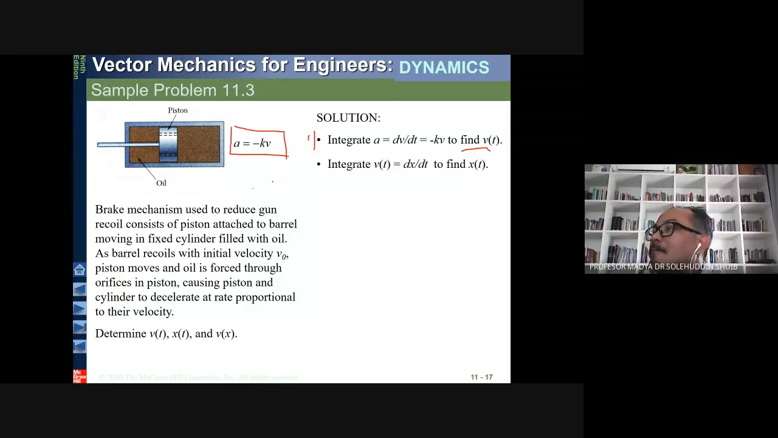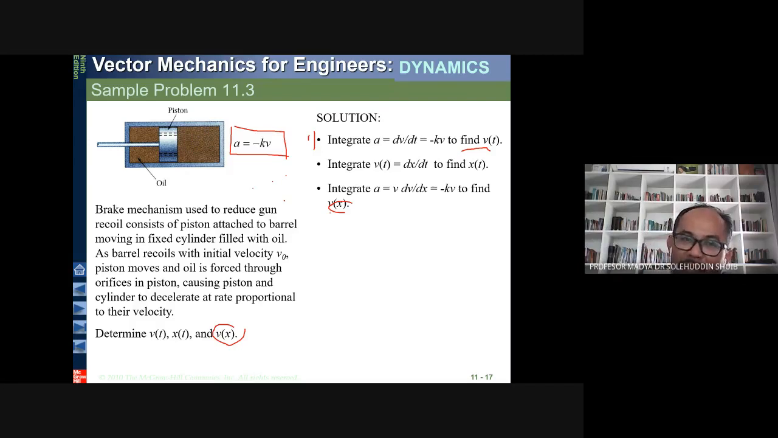Next one, the third one. Remember the equation that we did the integration for in the earlier slide. Because here we want to find v(x), we need to use the form a equals v dv/dx, equal to minus kv. And then from there we can find v(x).